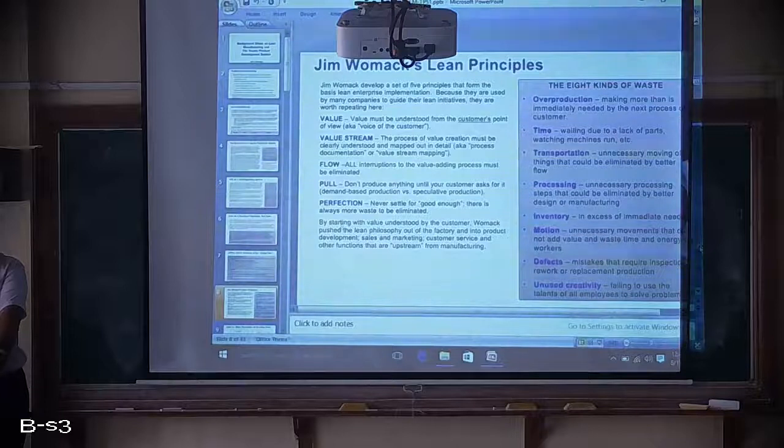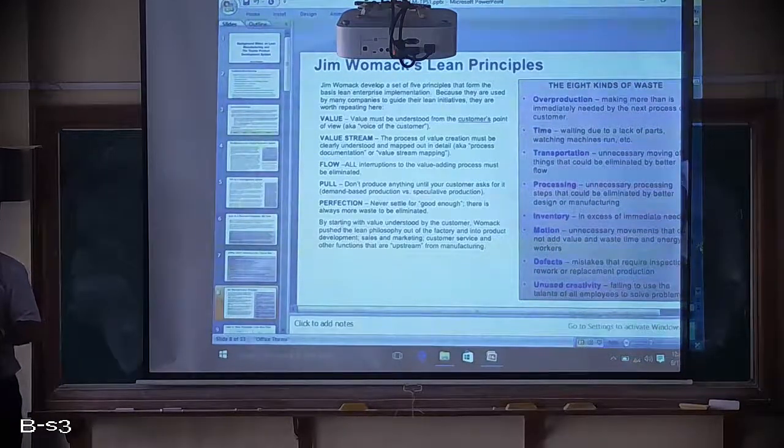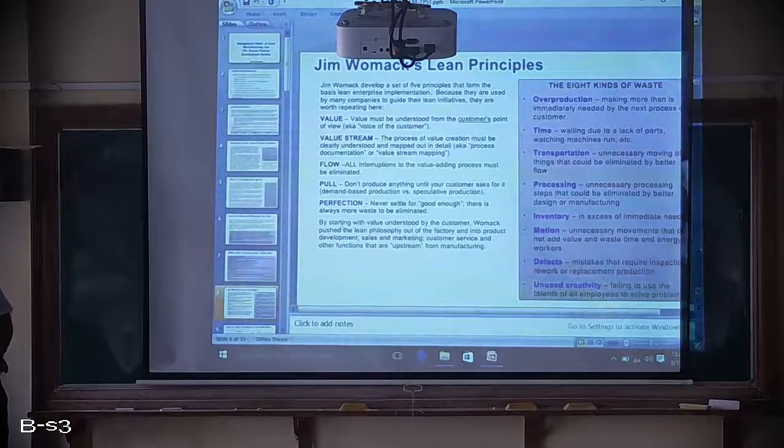Perfection. Never settle for good enough. There is always more waste to be eliminated. Remember, never settle. Nowadays people commonly use this phrase; I have seen so many people talking about never settle. Never settle means you're not going to change yourself, you're not going to adopt technology, you are going to settle for the existing system only. You don't want to change. That's why they say never settle for good enough.